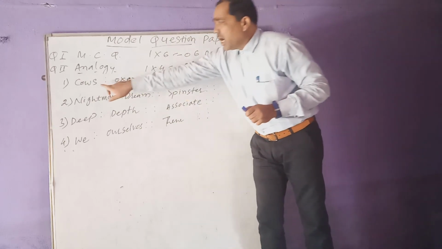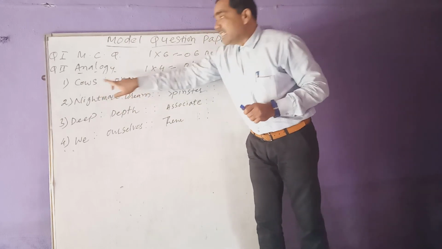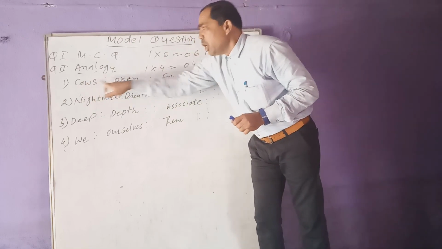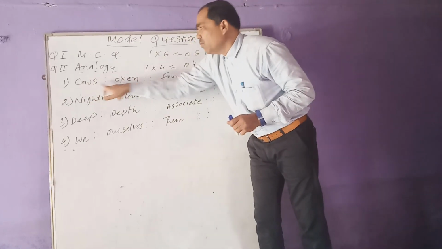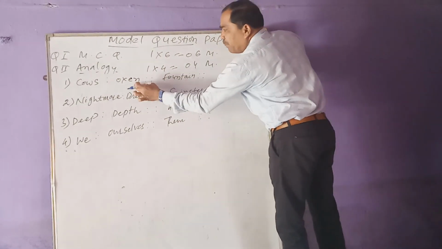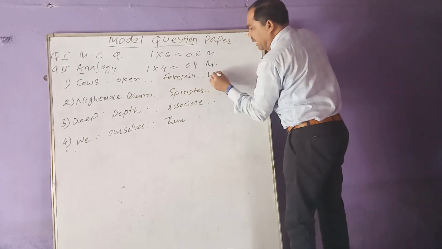Now cows, oxen, जैसे कि child, children, in the same way, जैसे क्या हुआ, मेल फीमेल और मेन वुमेन, in the same way cows, oxen. Then fountain, what is there? Fountain, the opposite of fountain, I mean the antonym of fountain is waterfall.